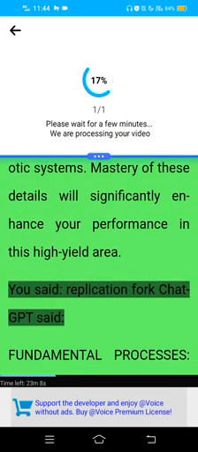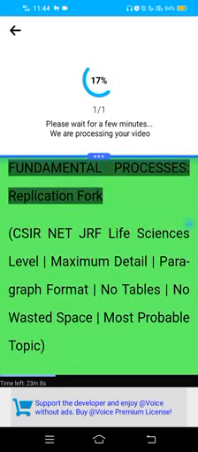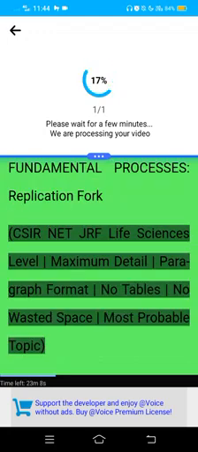Fundamental processes: replication fork. CSIR-NET JRF Life Sciences level, maximum detail, paragraph format, no tables, no wasted space, most probable topic.